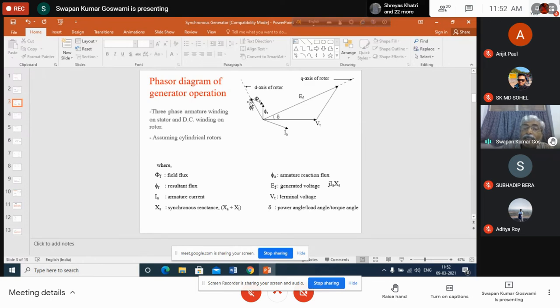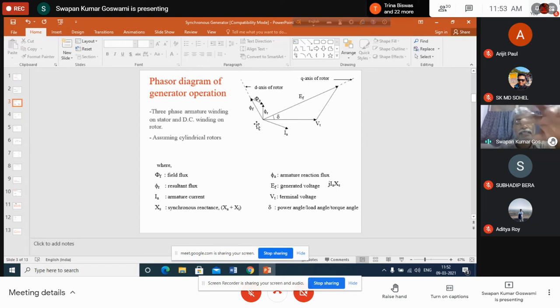Obviously, if the field current increases, it will have another effect on delta. That means delta variation is possible in two ways, either by changing the field current or by changing the input power to the generator directly. Input power we are not changing. Here delta is changing because we are changing the field current. As we change the field current, there is a change in the armature current, which means a change in the armature reaction. As a result, there is an effect on the delta value also.